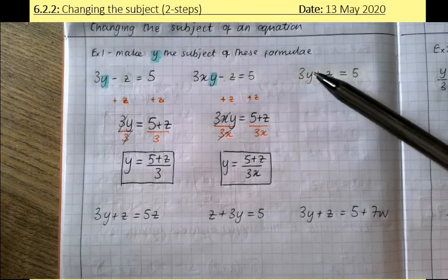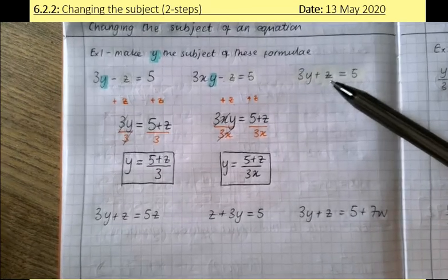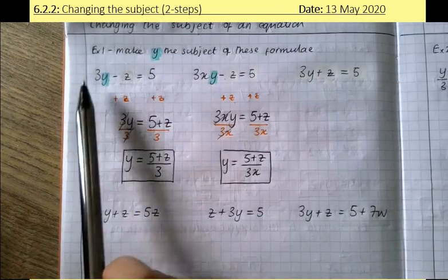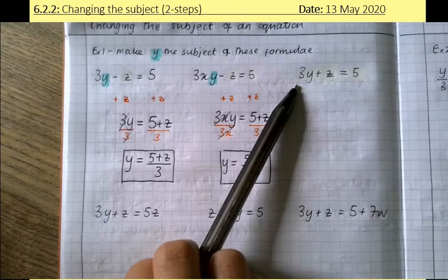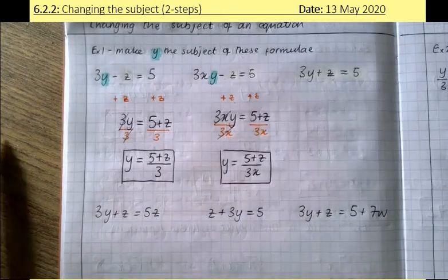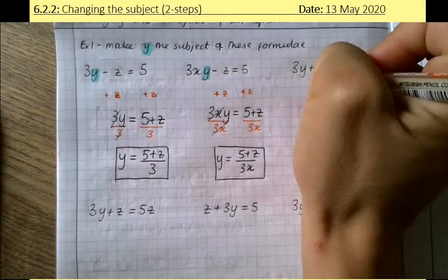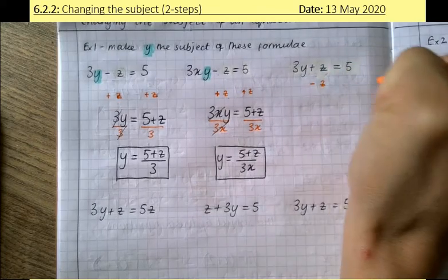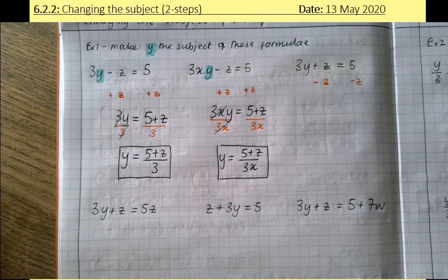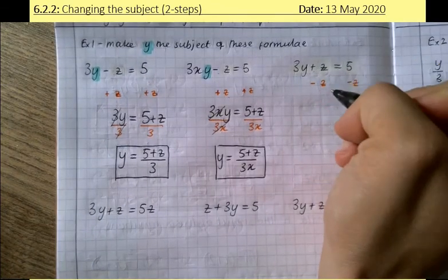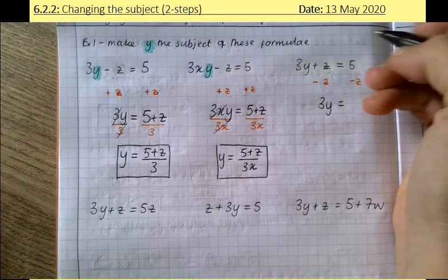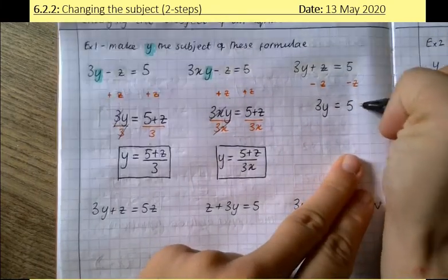This time, y is being multiplied by 3 and z is being added to it. So this is really similar to our first one. Our first one was 3y take away z equals 5, and this is 3y add z. So to undo this plus z part, I need to do the inverse, the opposite of plus z, which is minus z. And remember the same thing, both sides of the equation, always. So positive z, negative z cancel each other out and leave me with 3y. And over on the right hand side, I'm going to have 5 subtract z.